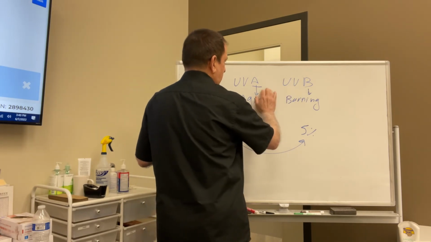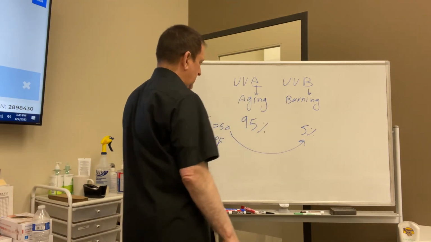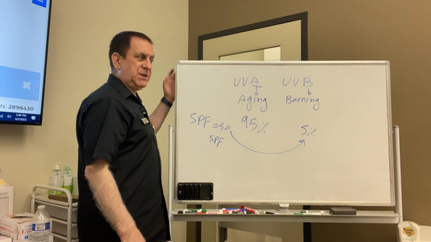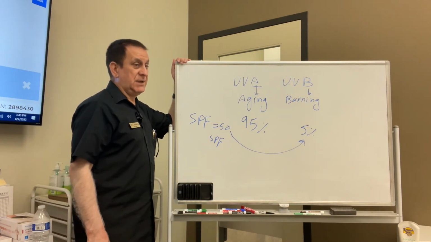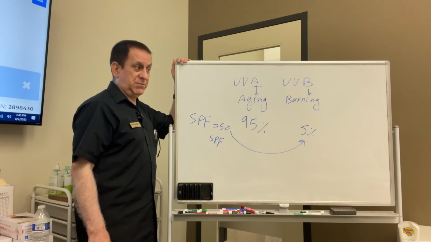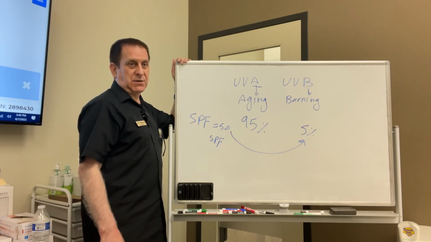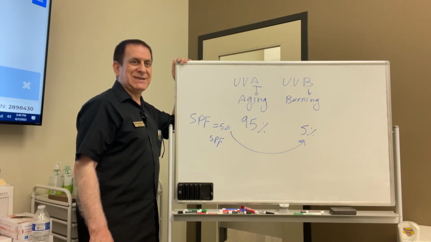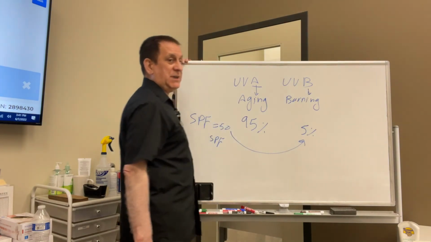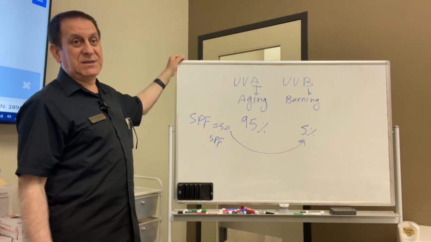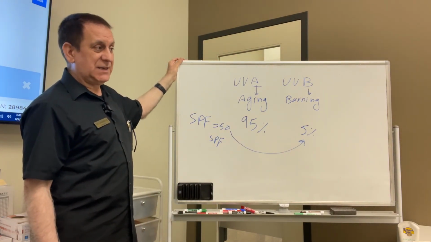Which one can cause cancer? UVA or UVB? Both. Yes, UVA and UVB. For the tanning salon, which one is used? UVA. If it was UVB, then it would be burning. Yes, you don't want to burn people in the tanning salon.